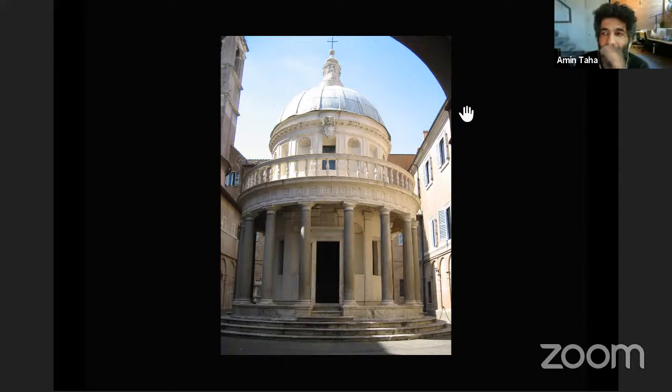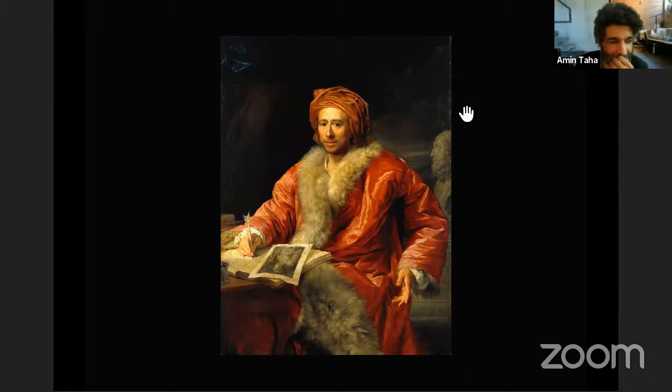Now, that book essentially sat on shelves in universities and private houses for about 200 years as the official history of art and architecture, until Johann Winckelmann wrote Art and Architecture of the Ancients in the mid 18th century, so roughly 200 years later. So this is obviously the period of Enlightenment.